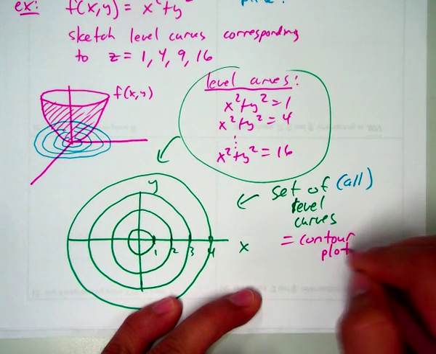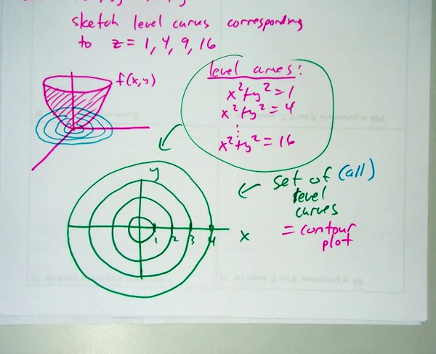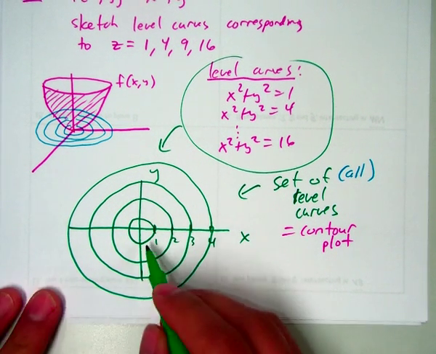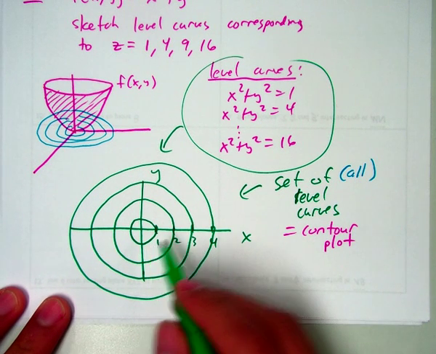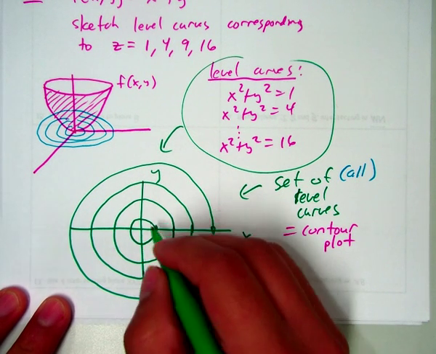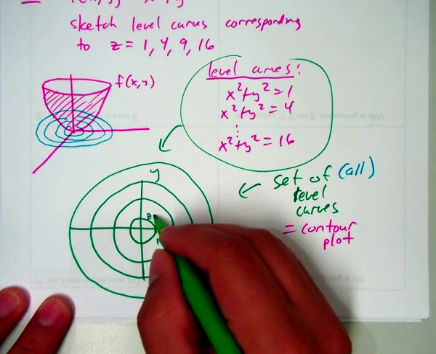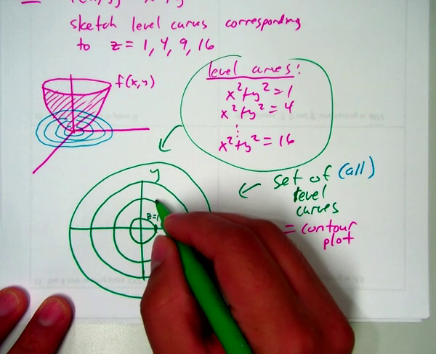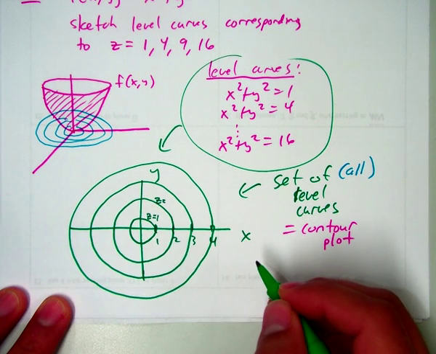Wouldn't there be like an infinite number of curves? Yes, but we can't draw them. So this is just a snippet of the contour plot, if you will. Okay, and each one of these curves corresponds to different z values, right? This smaller circle corresponds to z equals what? The next one? 2. Are you sure? 4.